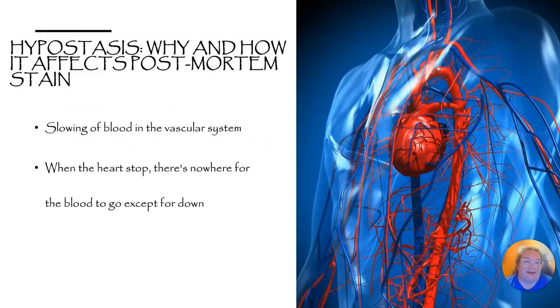So now let's talk about hypostasis. Why and how does it affect postmortem stain? Well, hypostasis is the slowing of blood in the vascular system. So basically, when the heart stops pumping, there is nowhere for the blood to go except for just sit there. And for gravity to take effect.